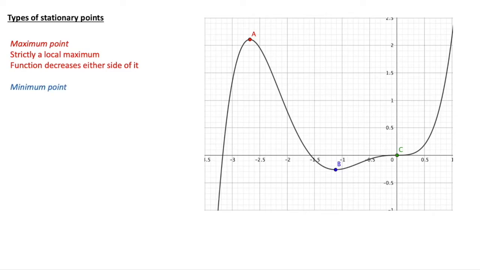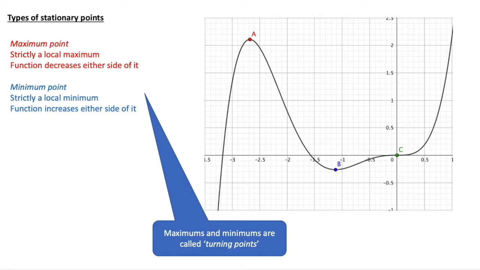At B we have a minimum point. Again, this is strictly a local minimum. We can see that the graph goes lower when we go further negative than -3, and the function increases either side of this point.